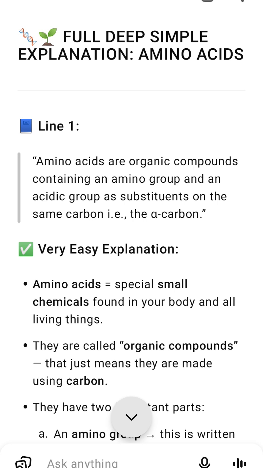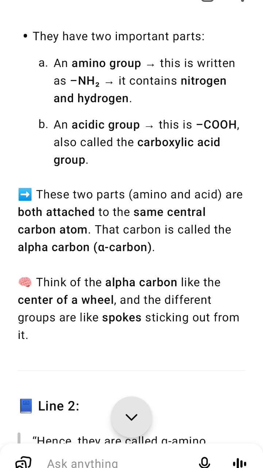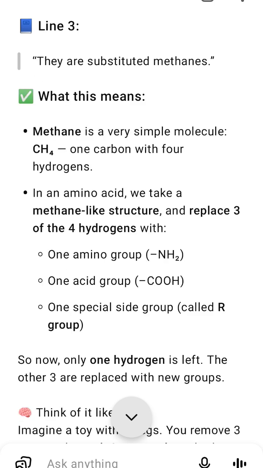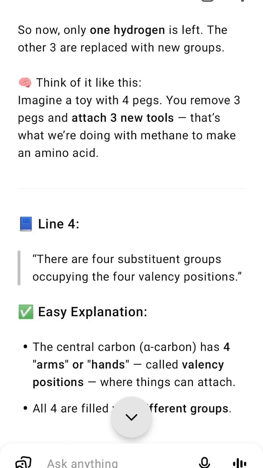Amino acids are like modified methane. Methane, CH4, is a simple molecule with 1 carbon and 4 hydrogens. In amino acids, 3 of those hydrogens are replaced by an amino group, a carboxyl group, and an R group. 1 hydrogen stays. So you can think of amino acids as methane with special attachments.